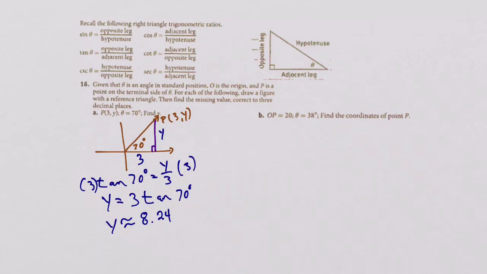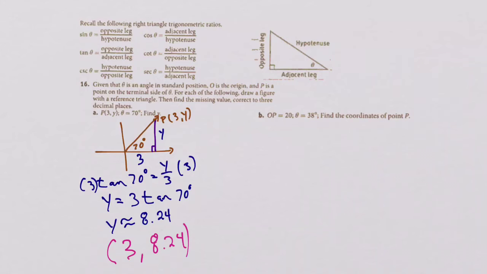What I would want you to do is, it's great that you have y, but make sure you actually finish off the question and give me the point itself. We know that my x value is 3. My y value is now 8.24. And always double check to make sure your signs are right. 70 degrees is in quadrant 1, so my x and y values are positive.